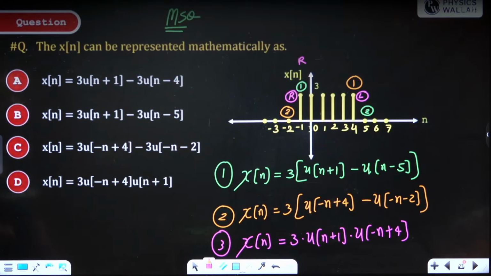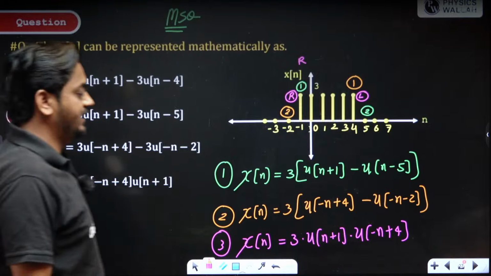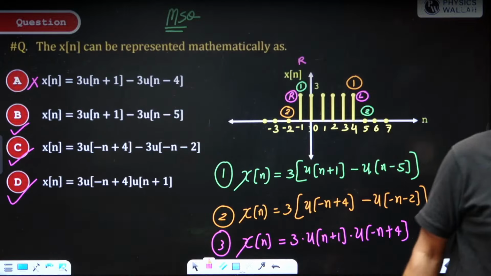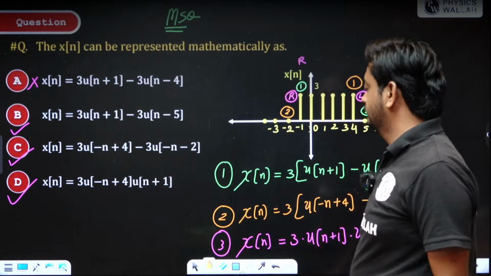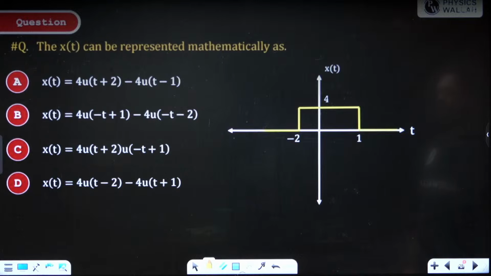Now how many options are correct? First is wrong, second is correct, third is also correct, 3 of minus n plus 4 into u of n plus 1, D also correct. So B, C and D all are the correct options for this question. Got it? Now same thing for the continuous time also.